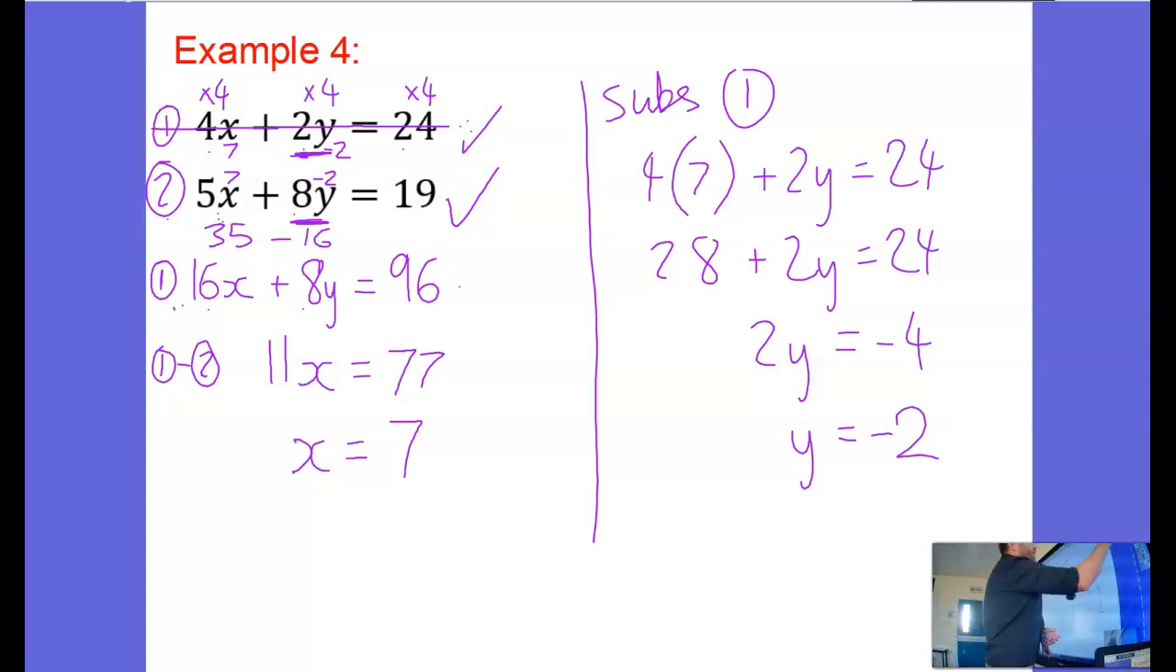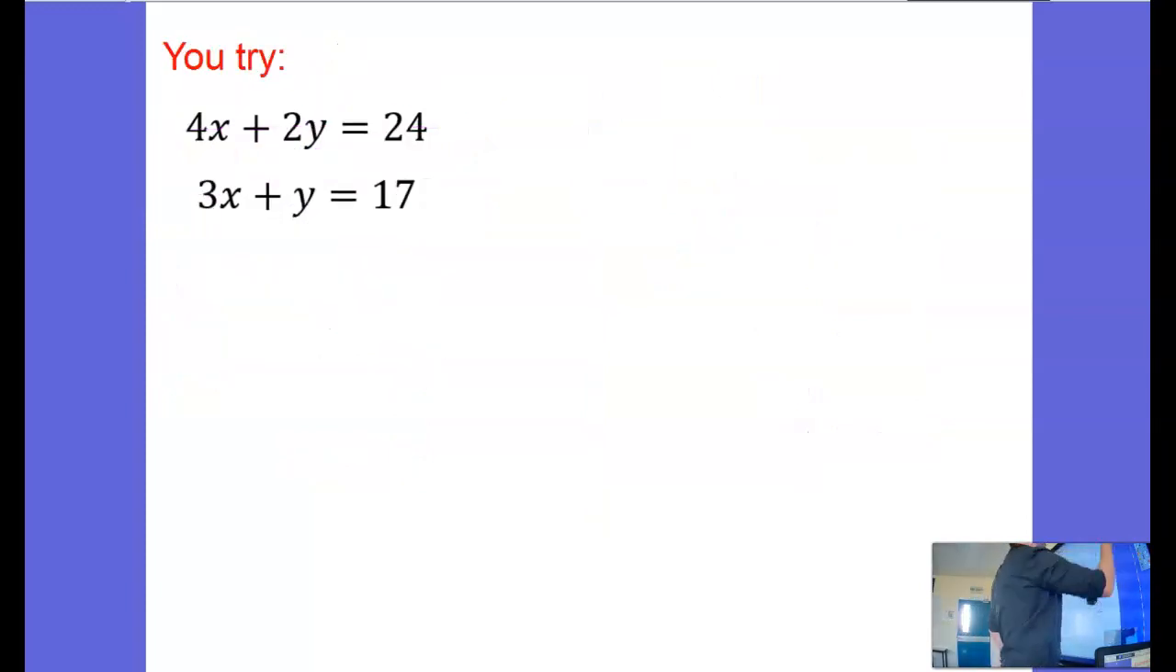Okay, one for you to try then. So, the key thing is to try and get the same number of y's or x's so that you can then subtract or add and cancel them out. So here is one for you to try. Got two equations there. I think I would probably start by multiplying the bottom equation by 2. Give it a go. Pause the video now, and then I'll give the answer in a second. Pause the video. All right, here's your answer.